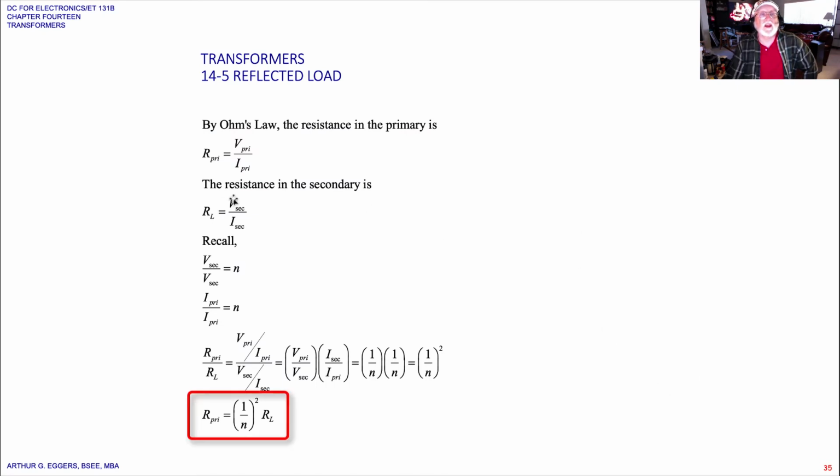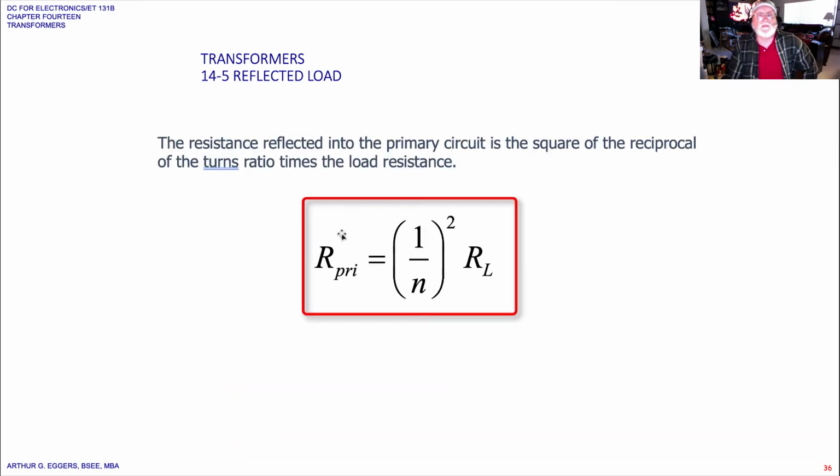You can see here a quick synopsis of how this value, R primary equals 1 over N squared R sub L, is derived. Take a look at that and you can prove it to yourself. The value we're going to use in some examples is R primary equal to 1 over N squared R sub L. This is our reflected load. So the resistance reflected into the primary circuit is the square of the reciprocal of the turns ratio times the load resistance.